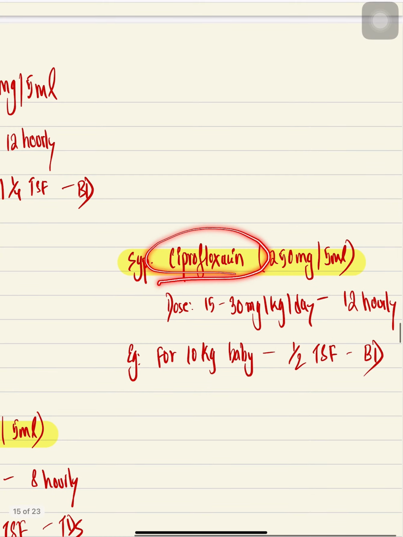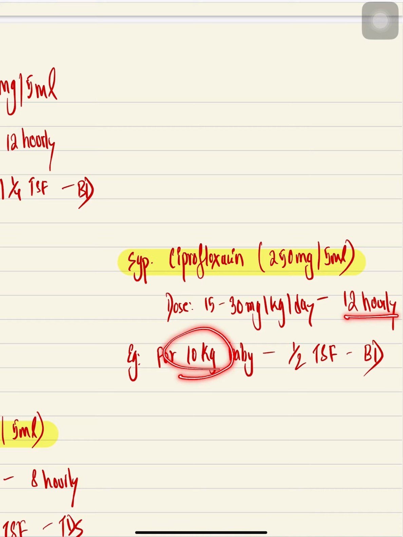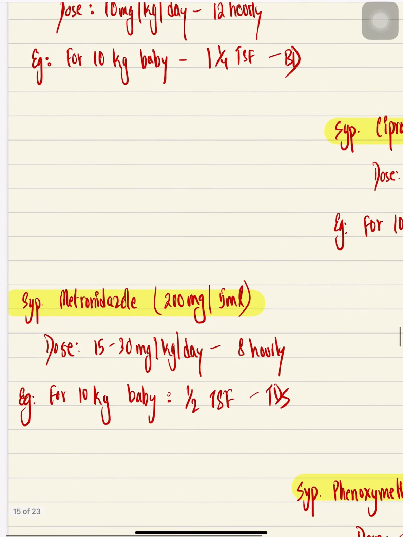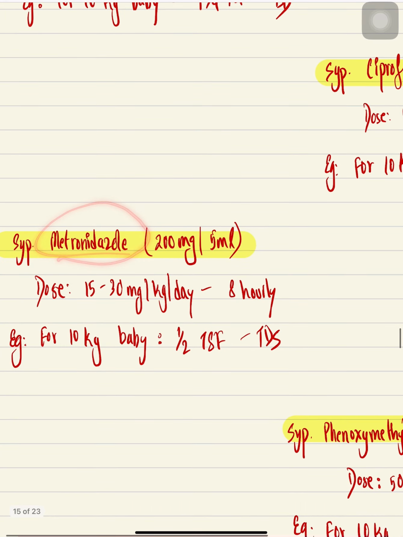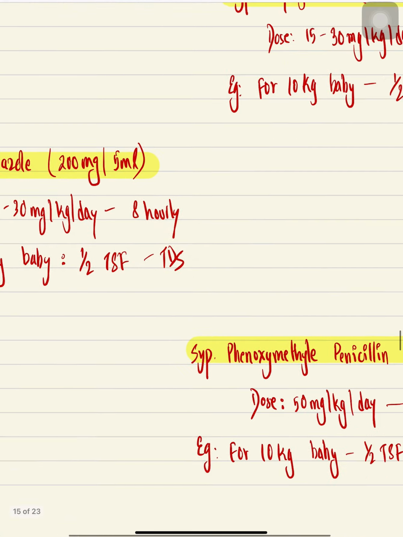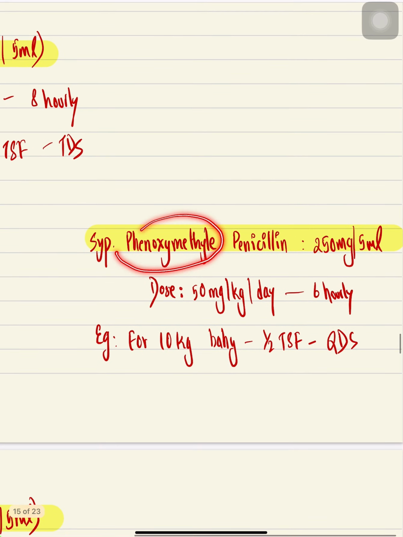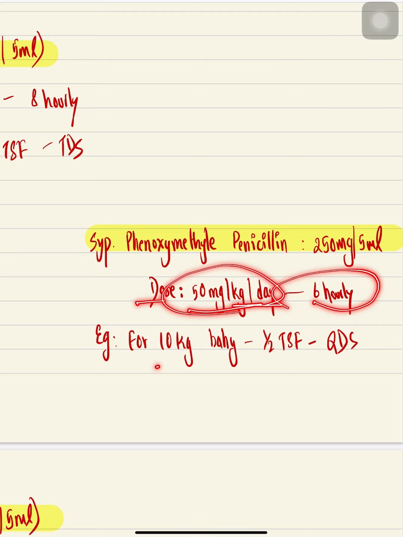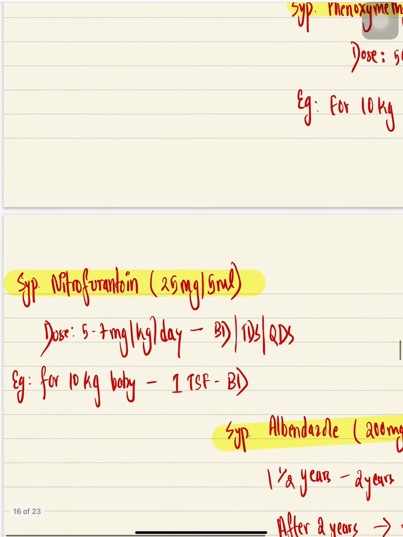Syrup ciprofloxacin 250 mg over 5 ml. Dose is 15 to 30 mg per kg per day, 12 hourly. For a 10 kg baby, half TSF BD. Syrup metronidazole 200 mg over 5 ml. Dose is 15 to 30 mg per kg per day, 8 hourly. For a 10 kg baby, half TSF TDS. Phenoxymethyl penicillin 250 mg over 5 ml. Dose is 50 mg per kg per day, 6 hourly. For a 10 kg baby, half TSF QDS.